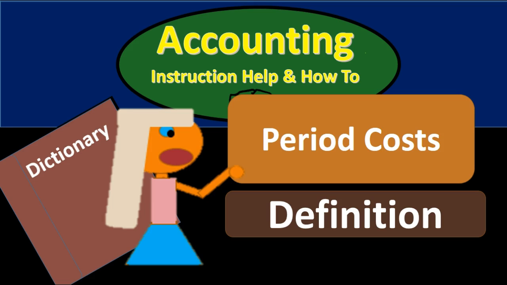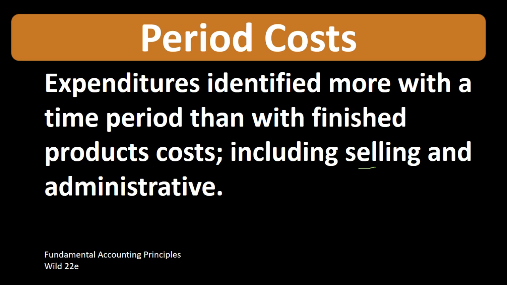Hello, in this lecture we will define period costs. According to Fundamental Accounting Principles, Wild, 22nd edition, the definition of period costs is expenditures identified more with a time period than with finished product costs, including selling and administrative costs.